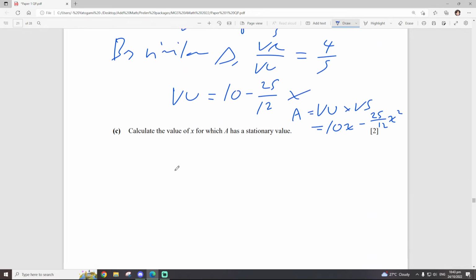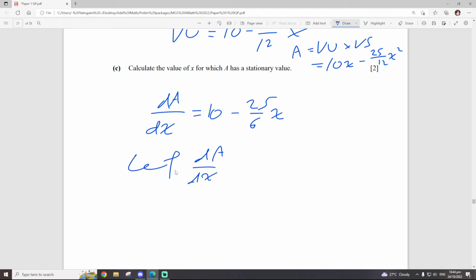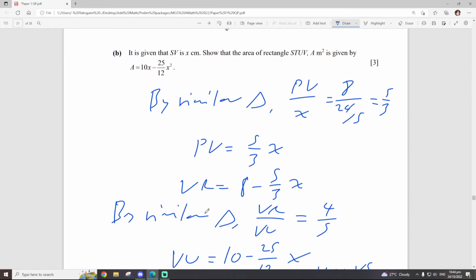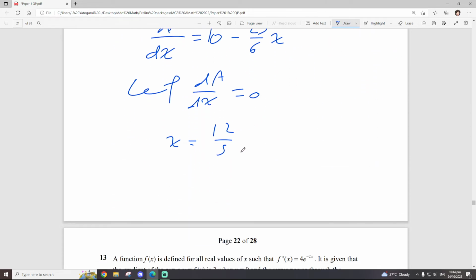Calculate the value of x for which A is a stationary value. So stationary means we differentiate. dA/dx is 10 minus 25 over 6x. So to have a stationary value, we let dA/dx be 0 as per usual. And we will find that x is actually 12 over 5. Okay. Although you could have actually noticed that this is a quadratic, and completing the square will also tell you that 12 over 5 will give you the stationary value.